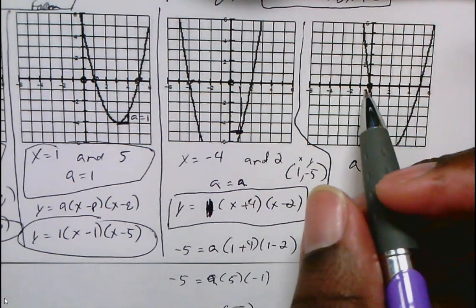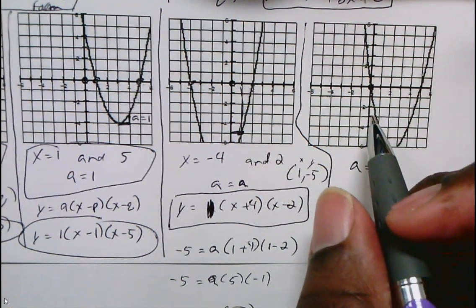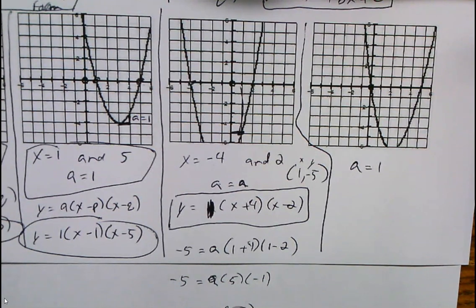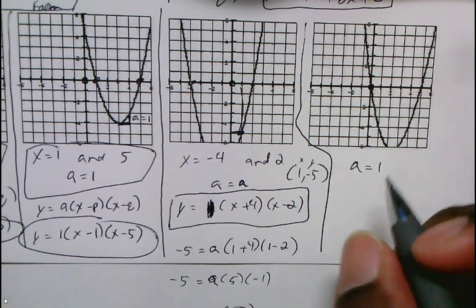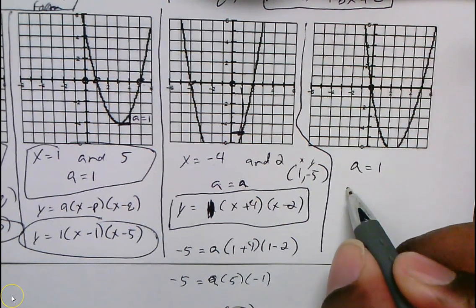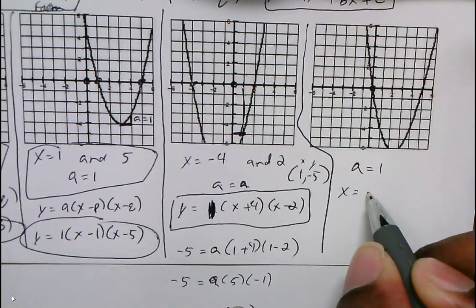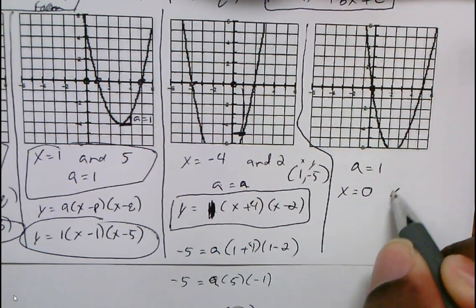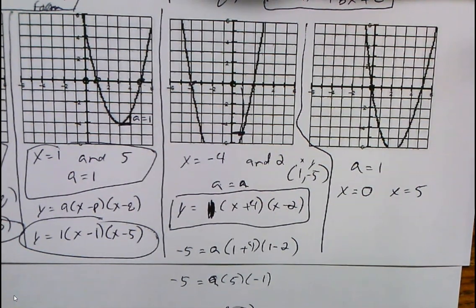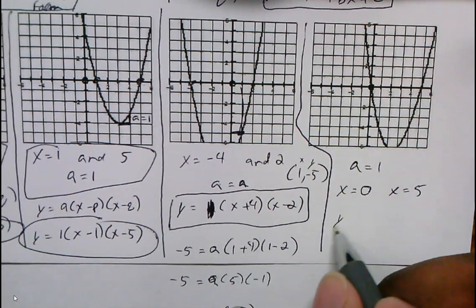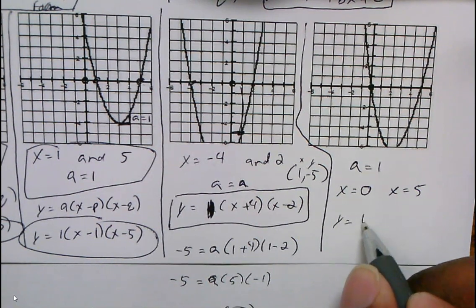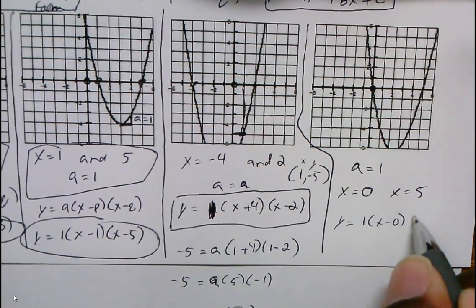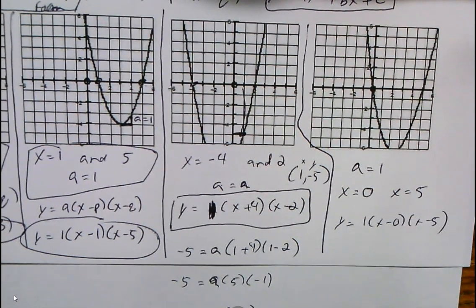But looking at this graph, pause the video and see if you can find p and q. So pause the video and give it a shot. See if you can find p and q in the equation. Alright, hopefully you found that the first value for p, or x, was 0 and the second one was 5. So that equation would be y equals 1 times x subtract 0, then x subtract 5 in factored form or intercept form.